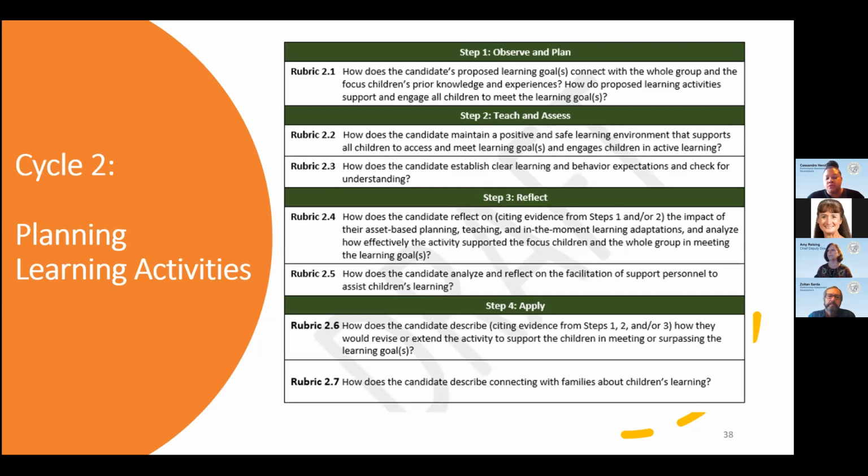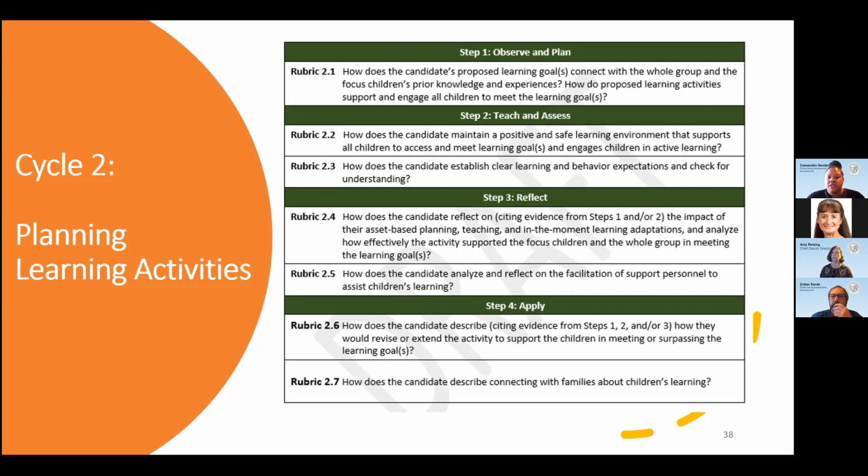Essential question and for rubric 2.5, how does the candidate analyze and reflect on the facilitation of support personnel to assist children's learning? For step 4, there are 2 essential questions, 2 rubrics. Rubric 2.6, how does the candidate describe, citing evidence again from steps 1 and 2 and or 3, how they would revise or extend the activity to support the children in meeting or surpassing the learning goals? And the final essential question for rubric 2.7, how does the candidate describe connecting with families about children's learning?